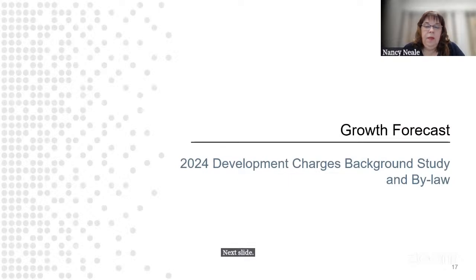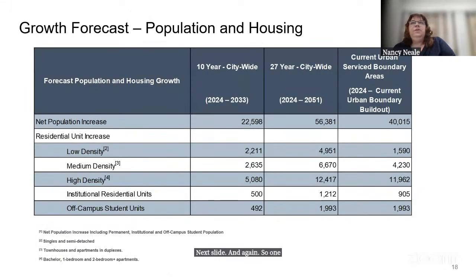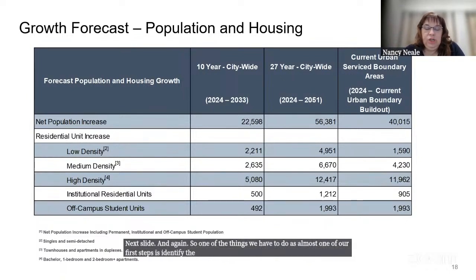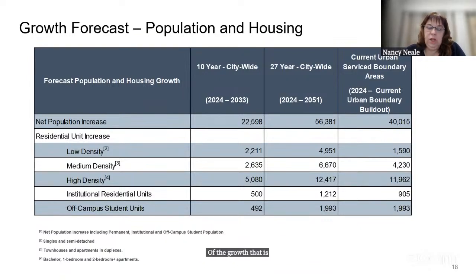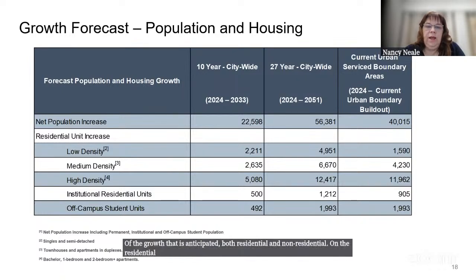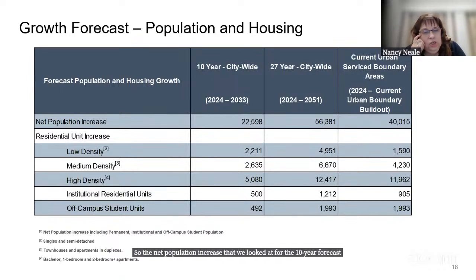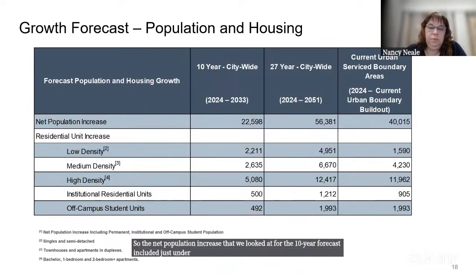And again, one of the things we have to do as almost one of our first steps is identify the amount, type, and location of the growth that is anticipated, both residential and non-residential. On the residential side of things, we look at population and housing. So the net population increase that we looked at for the 10-year forecast included just under 22,600 people.